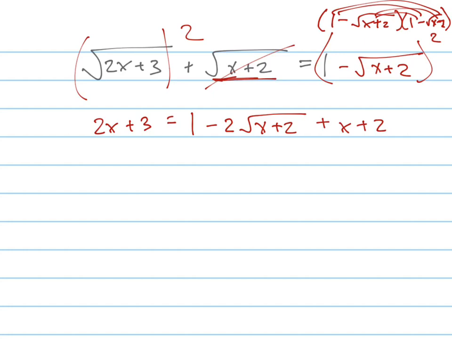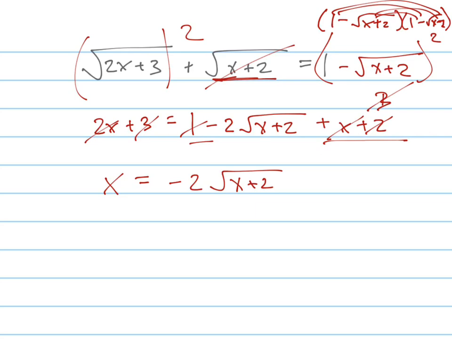So now I move everything, move all of these over to the left. Well, I could first just make that a 3. Now, look, they subtract out. And subtract one of the x's out here, so that's positive x equals negative 2 root x plus 2.